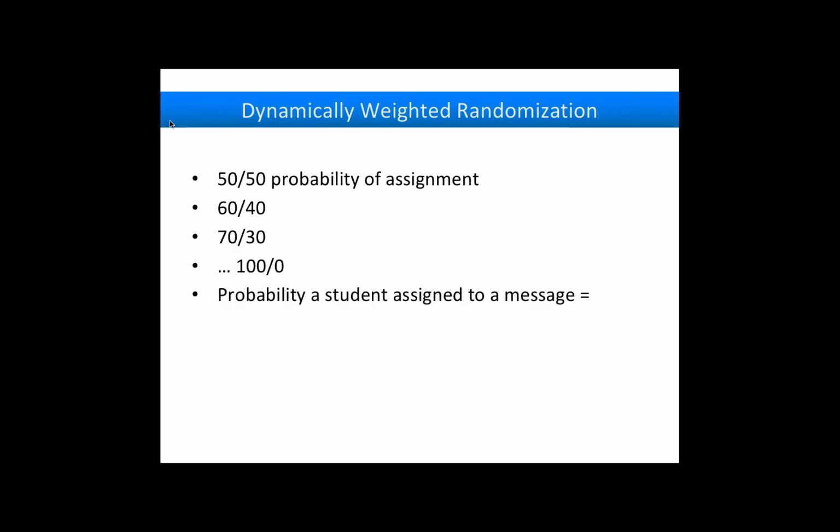The key idea here is that the probability at any point in time that the next student will be assigned to a message is the probability of that message being highest rated in terms of the underlying population, what's actually happening.